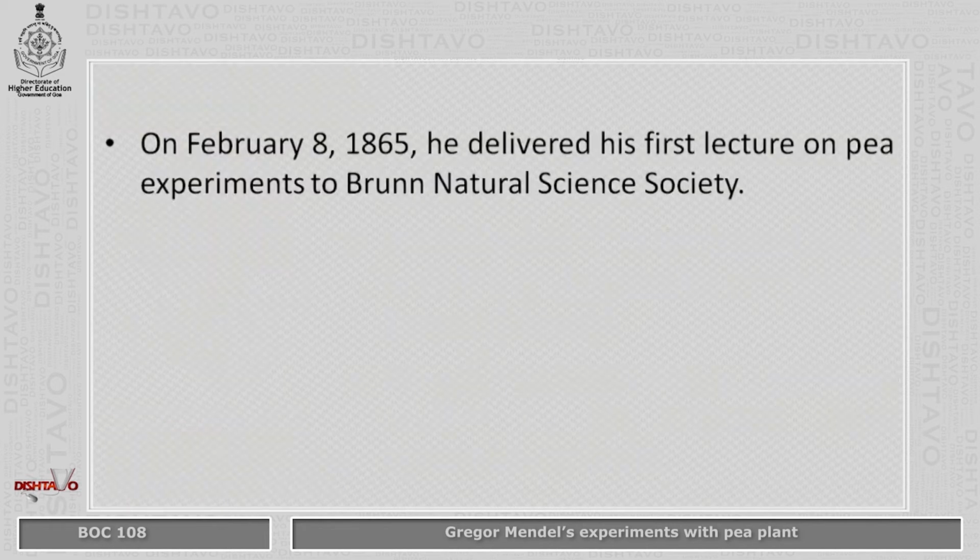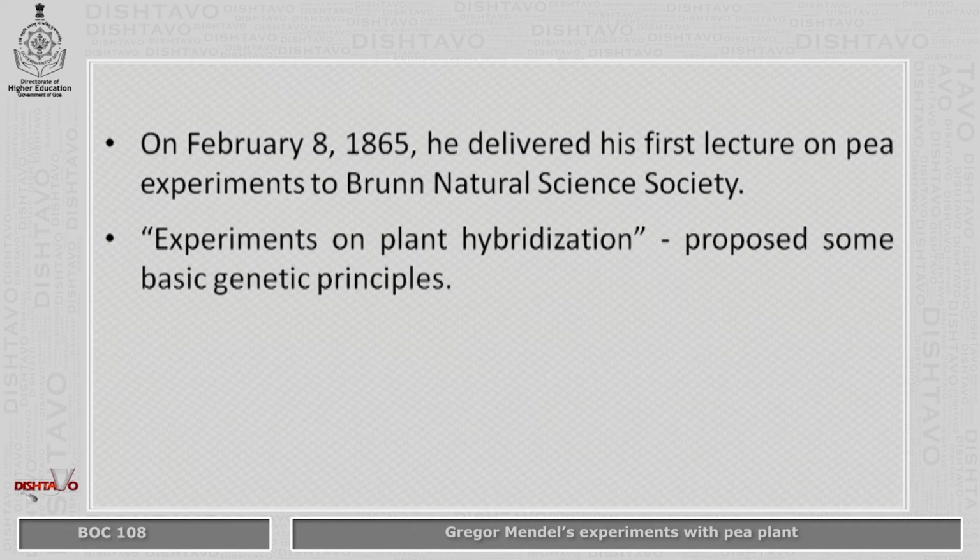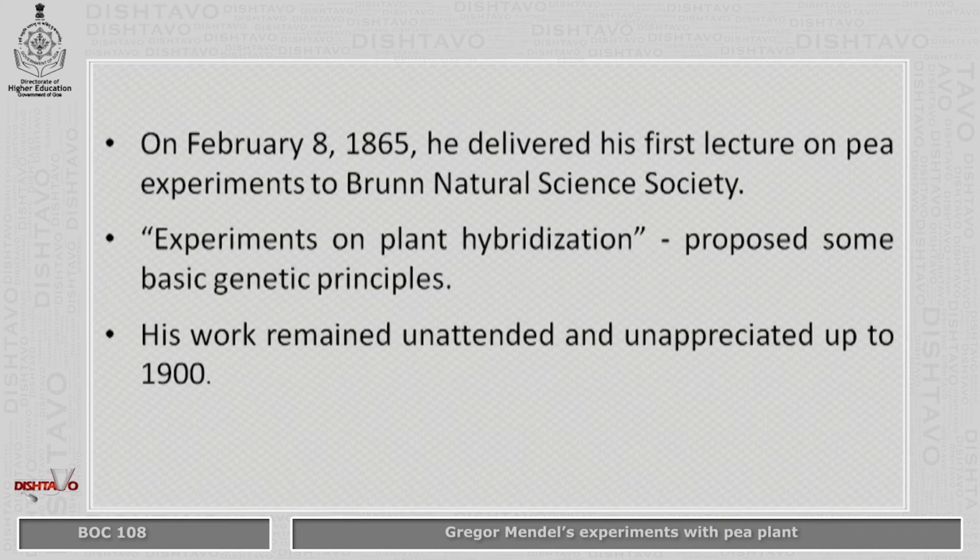On February 8, 1865, he delivered his first lecture on pea experiments to the Brunn Natural Science Society. His paper, Experiments on Plant Hybridization, proposed some basic genetics principles. However, his work was unattended and unappreciated up to 1900.